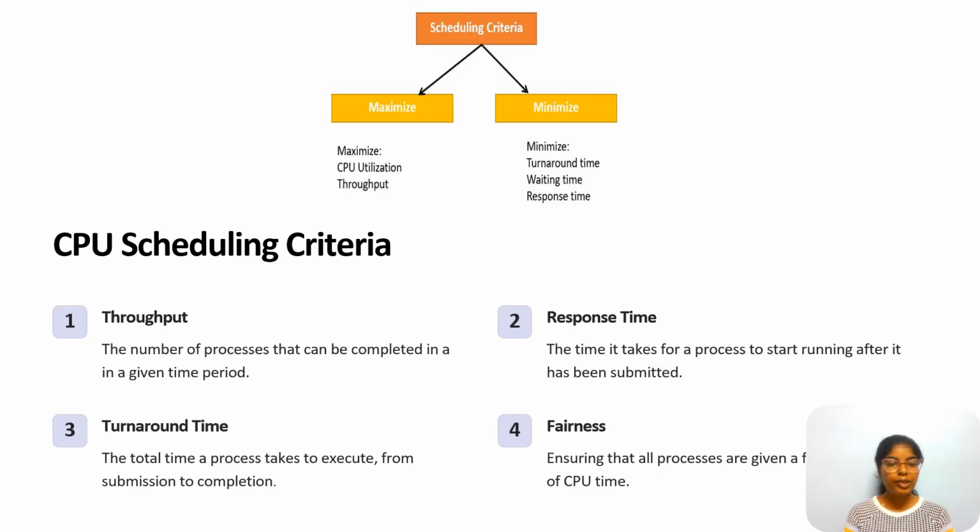Let us know about CPU scheduling criteria. The first one is throughput, the number of processes that can be completed in a given time period. Second one is response time, the time it takes for a process to start running after it has been submitted. Third is turnaround time, the total time a process takes to execute from submission to completion. Fourth, fairness, ensuring that all processes are given fair CPU time.